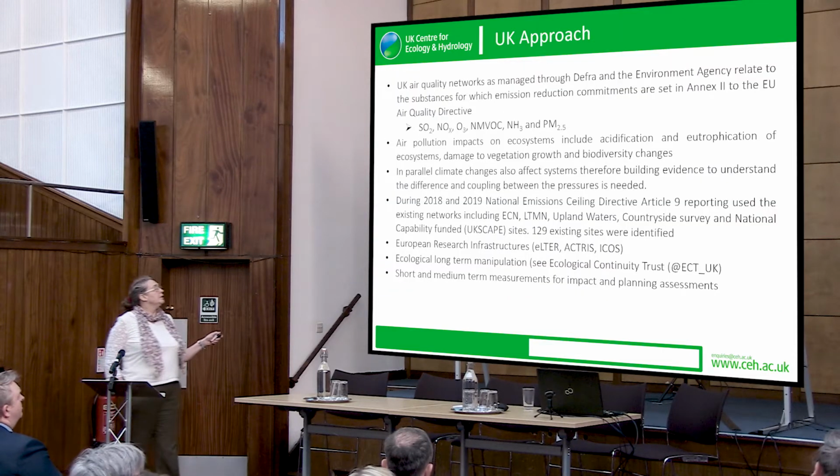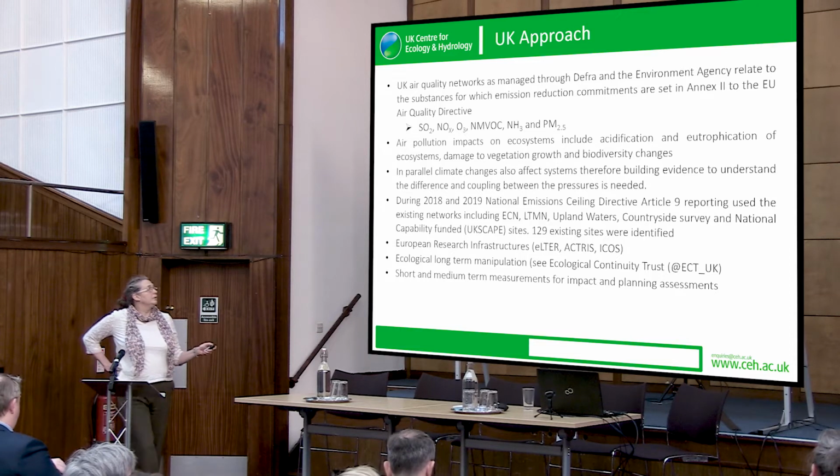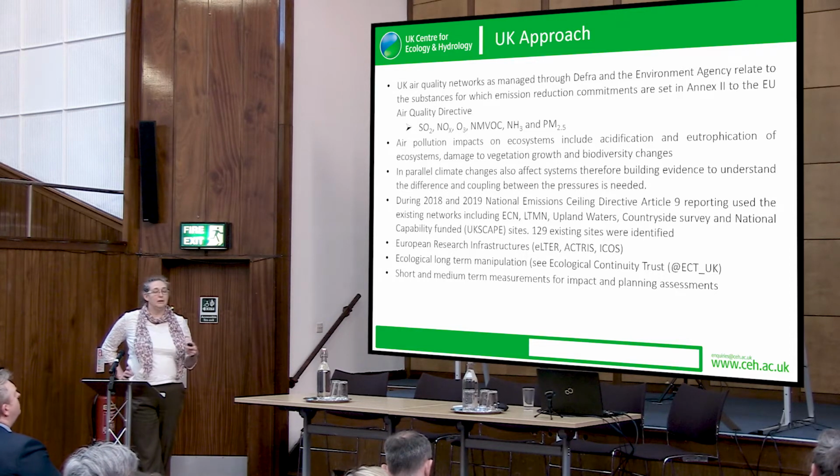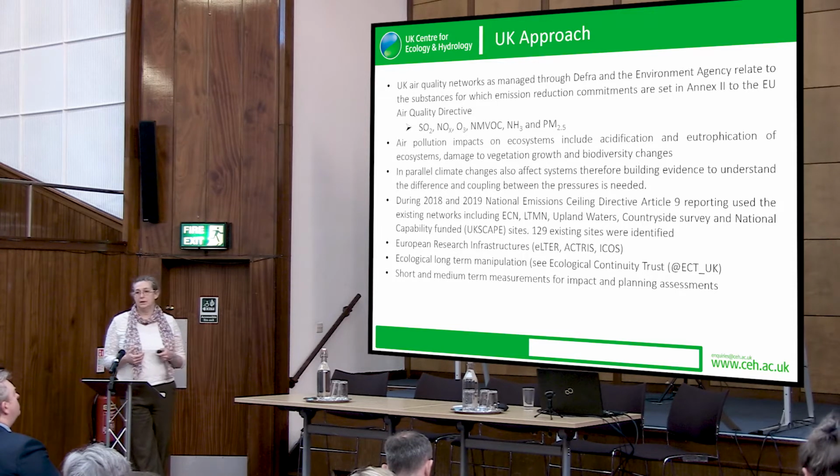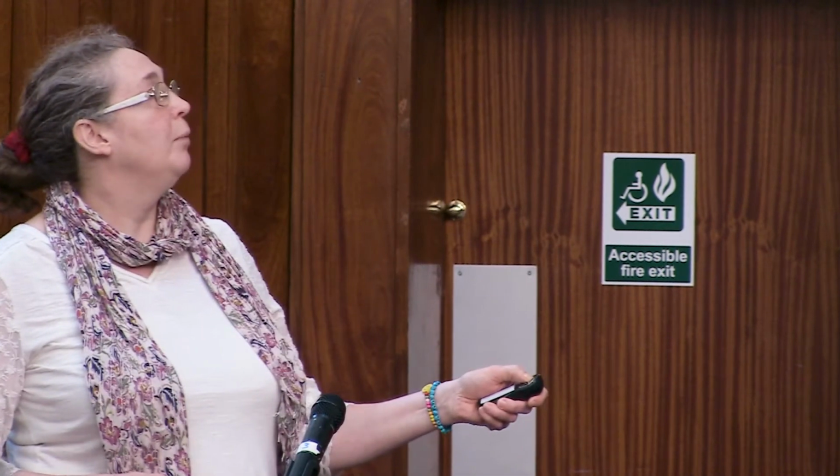So how do we do it? Currently, we have UK air quality networks managed through DEFRA and the Environment Agency, and they primarily relate to the substances which are covered by the European Air Quality Directive and whatever its successor legislation is in the UK. So currently, sulfur dioxide, the nitrogen oxides, ozone. VOC stands for volatile organic compounds, and that covers thousands of different organic chemicals which we emit with our personal products, by natural activity, and ammonia and PM2.5. So historically, acidification has been the major challenge with the sulfur dioxide.